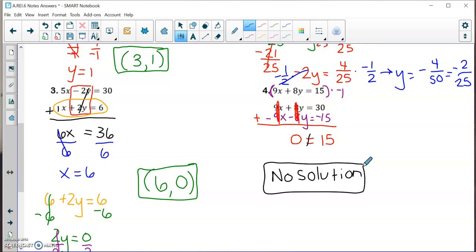Now, if you wound up with a true statement, if you wound up with 15 equals 15, or if you wound up with 0 equals 0, and those are true statements, then you would have an infinite amount of solutions. So keep that in mind as you're practicing. All right, so that is how we solve systems using the elimination method.